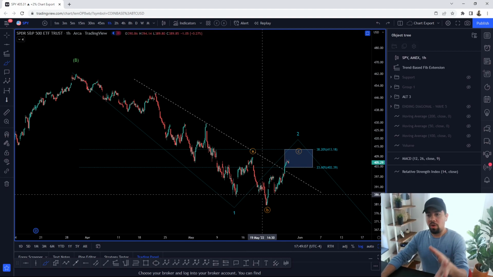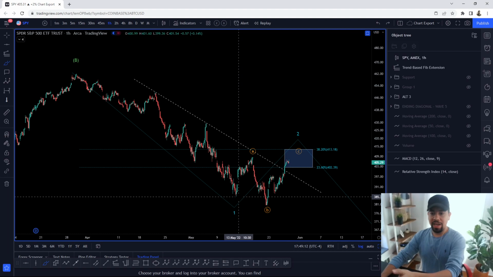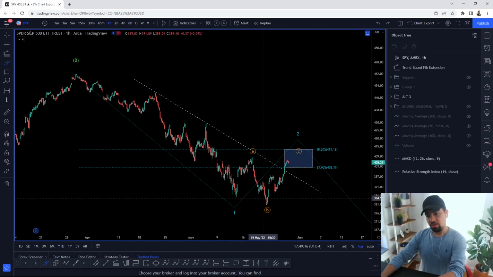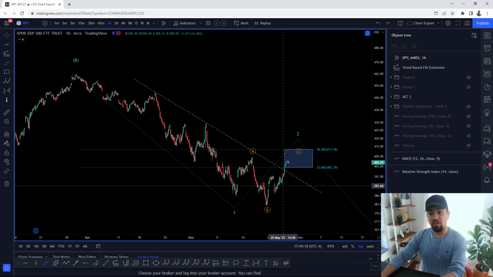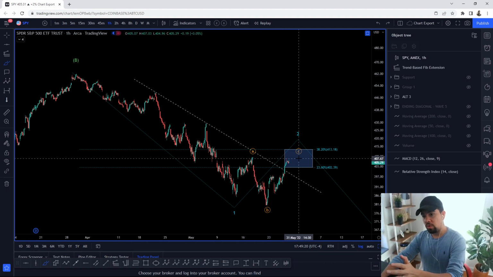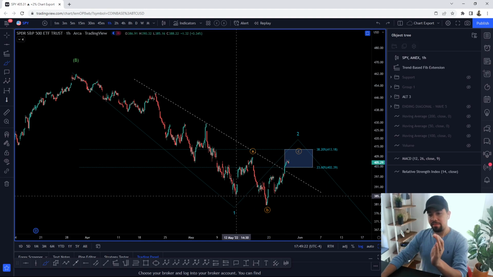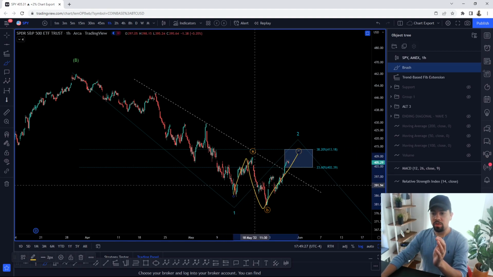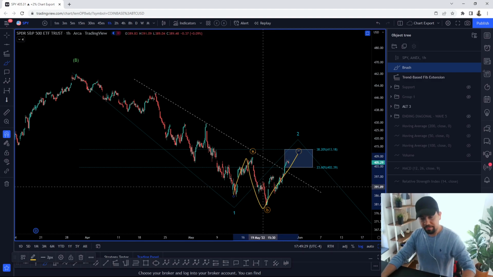So what I'm proposing here is our alternate version of this count. This count suggests that we have made a low on May the 12th, ran up into the A wave, sold off into the B, and we're making our five waves up into the C wave of wave two. Now we have an expanded flat, where we have a three wave up, three wave down, and five waves up, okay?